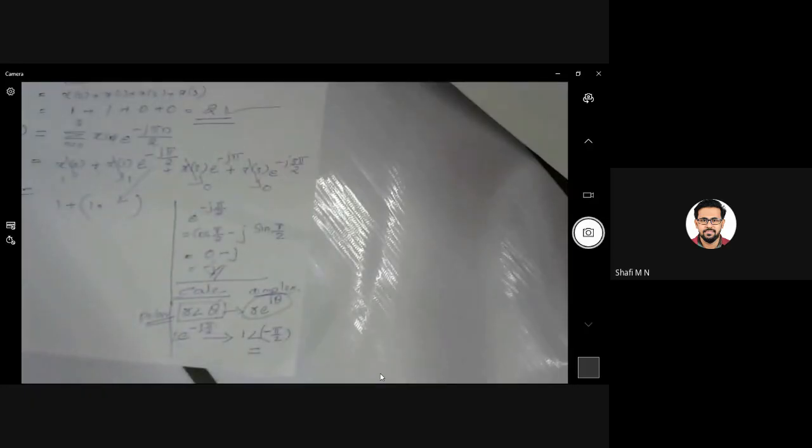In the calculator, you just type this expression and press the equal button. You can see the answer. The answer will be minus j. Do remember one more thing. Many students make a mistake over here.